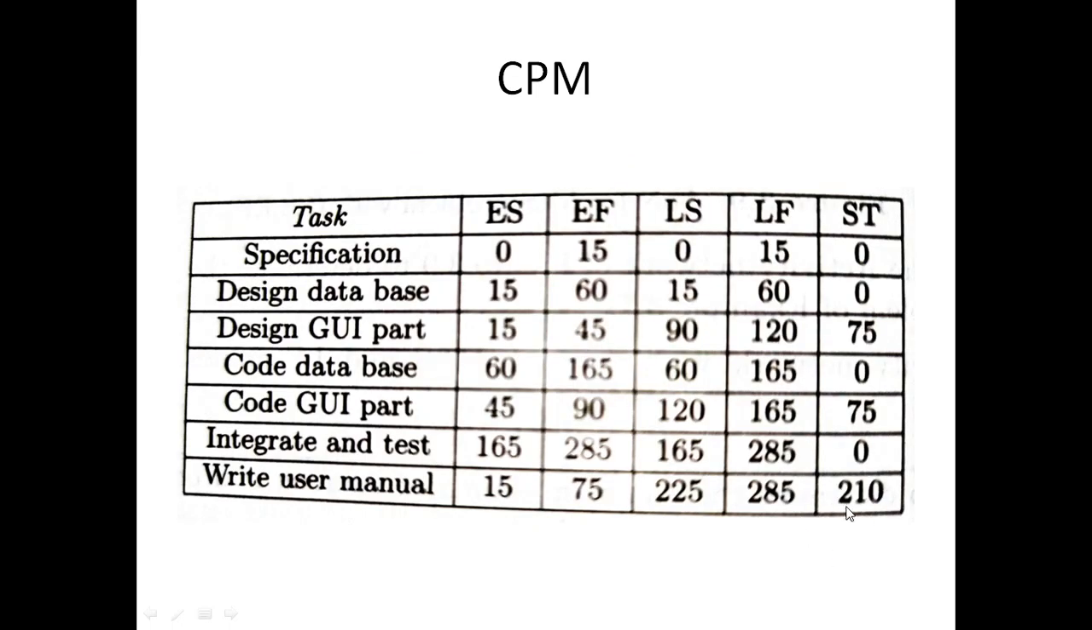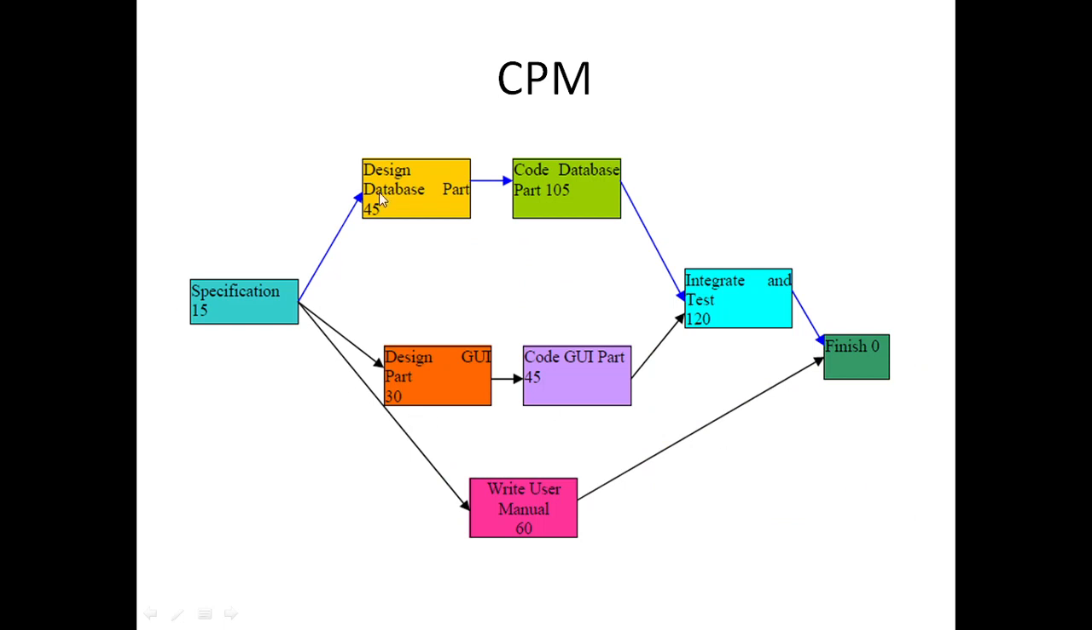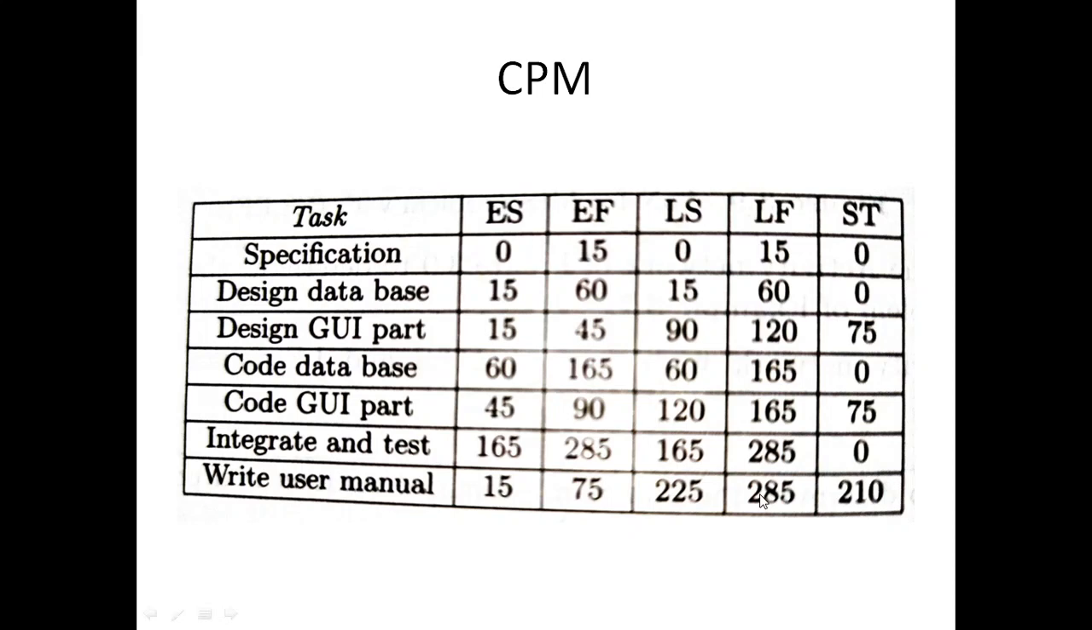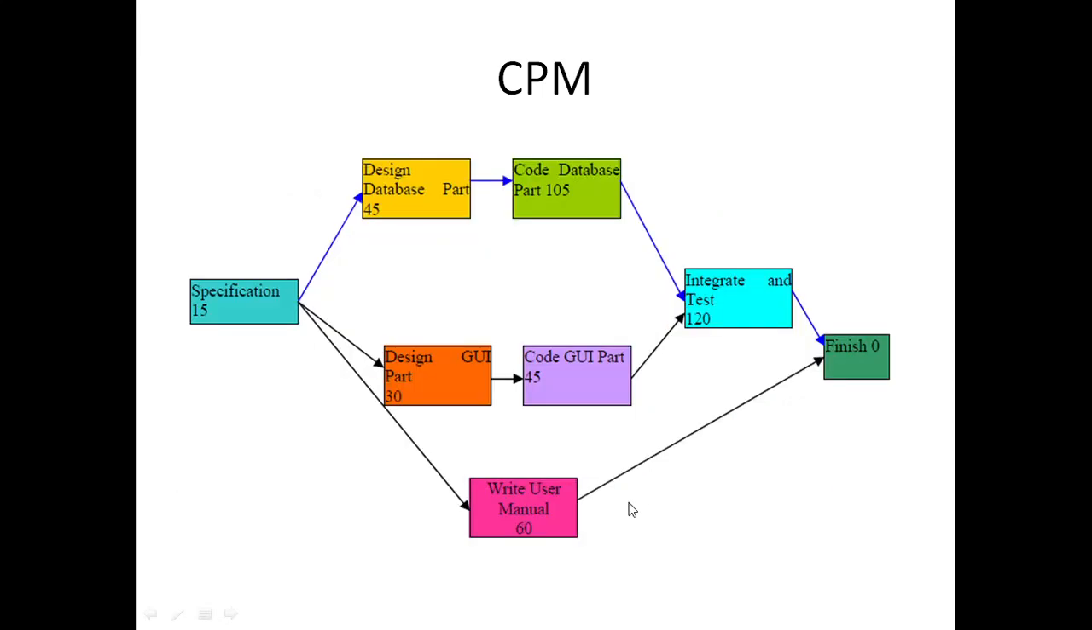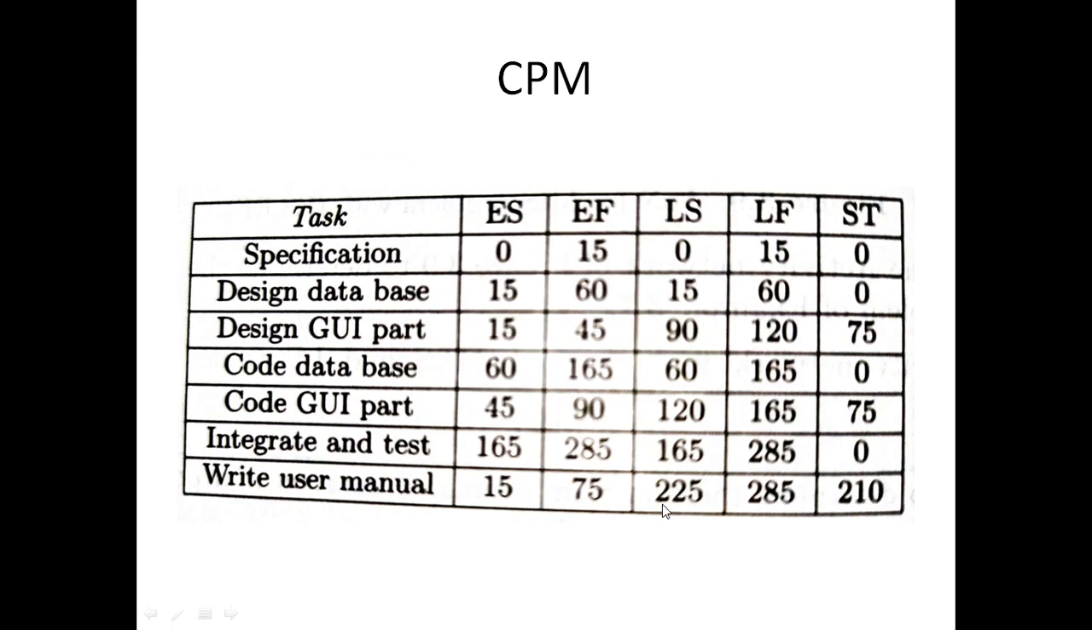So the total is 285. So it can have a slack time of 210 days. So after 210 days also, if we start this work, we can complete it, because 15 plus 210 gives 225. After 210 days also, we can start this work, and then also we can complete within 285 days. So that is why there is a slack time of 210. So that is how we can calculate. Similarly, we can calculate the latest start and latest finish for the others also.